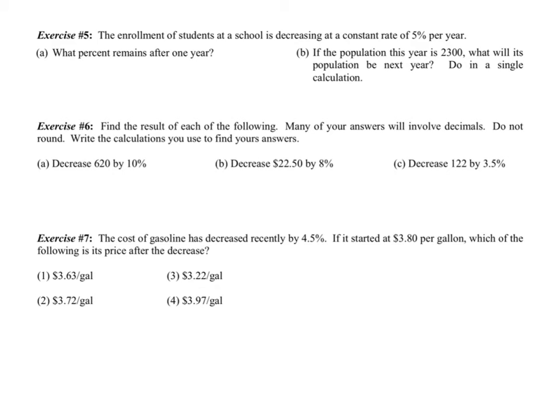Exercise 5. The enrollment of students at a school is decreasing at a constant rate of 5% per year. Question A is a really important question that you have to think about. If I'm taking away that 5%, what percent remains after 1 year? 95%.